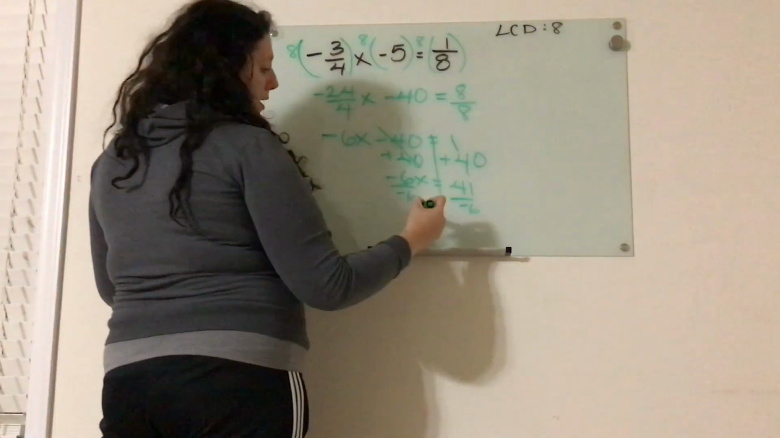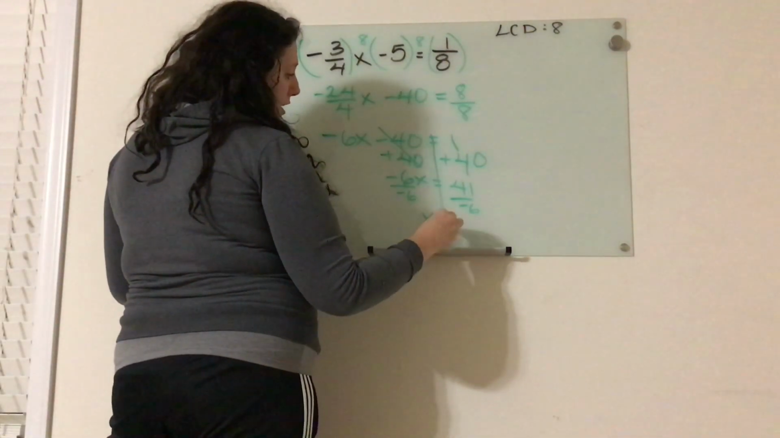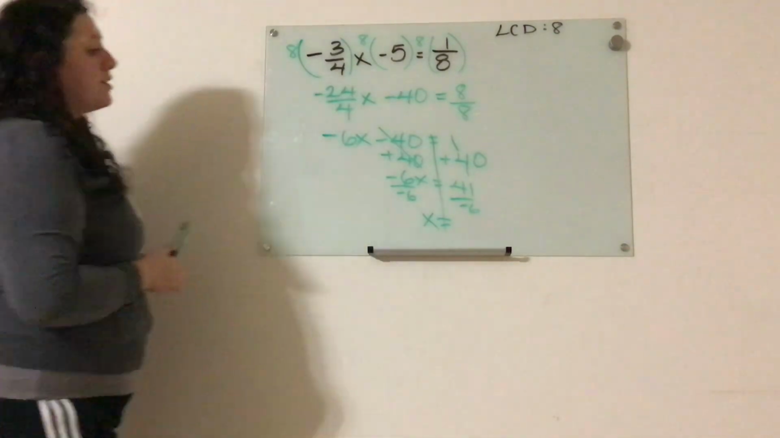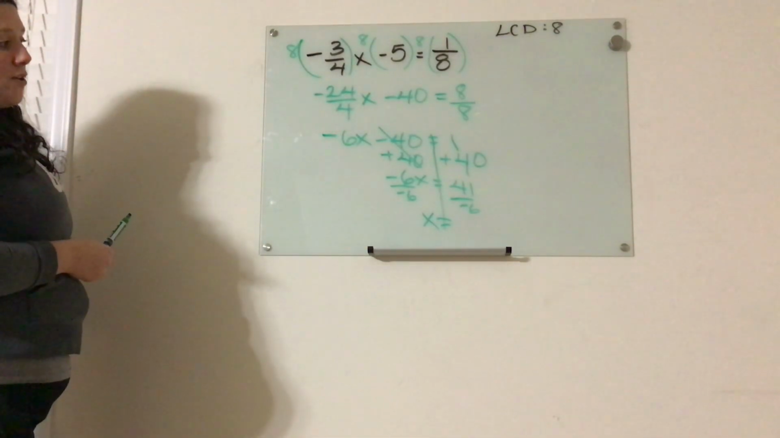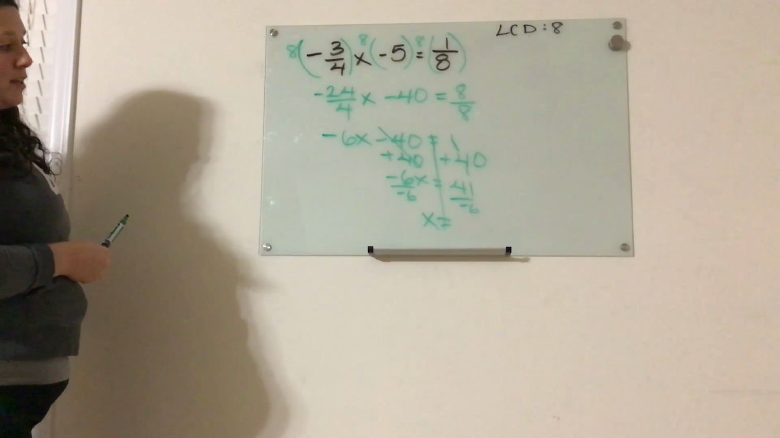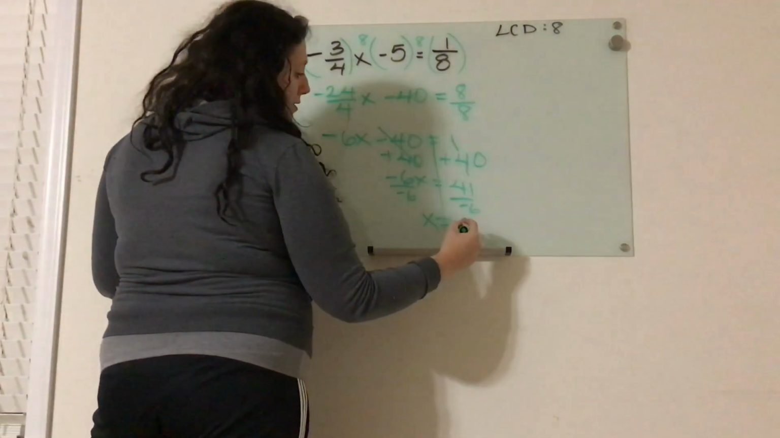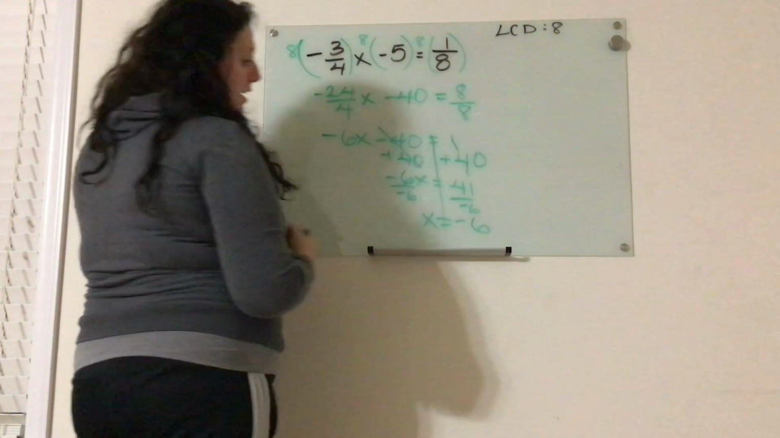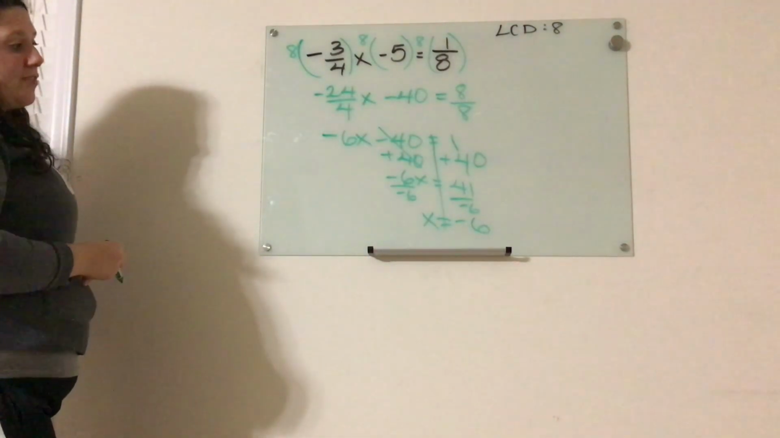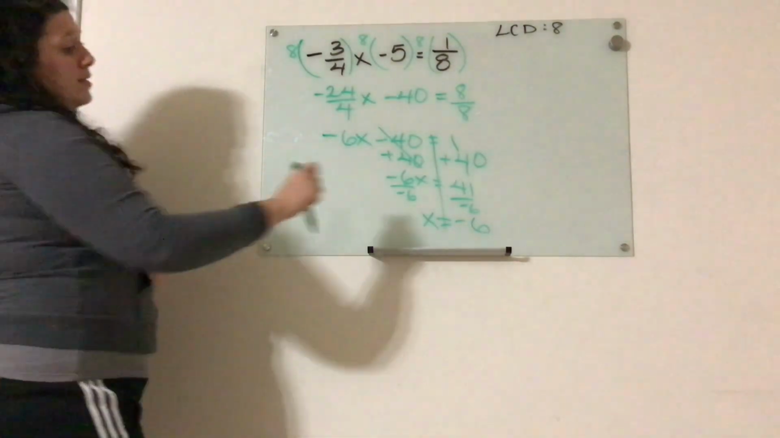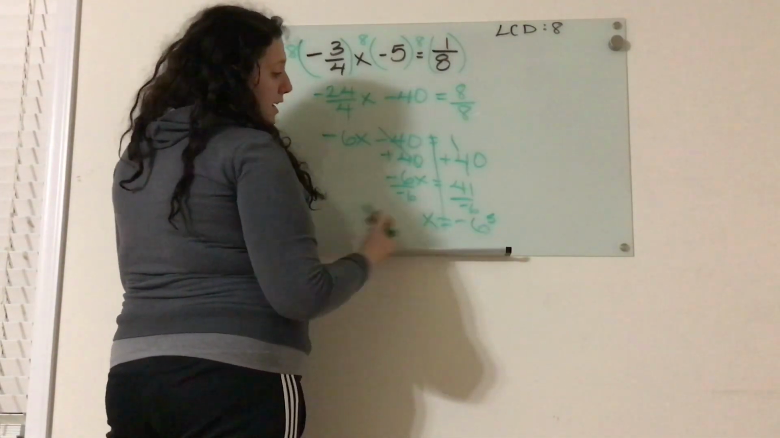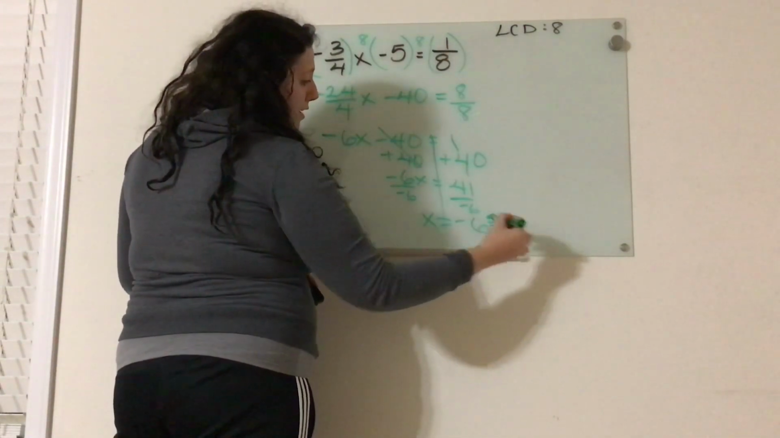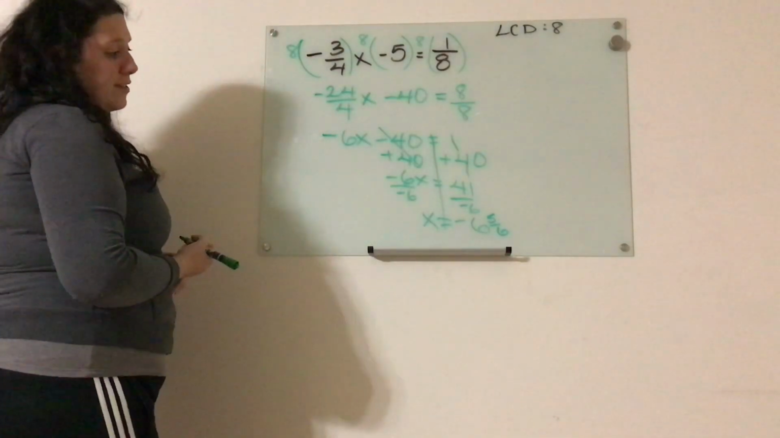All right, so I'm going to go ahead and change this 41 over negative 6 to a mixed number. So 6 can go into 41 6 times. So I have negative 6. And 6 times 6 is going to give us 36, which means we have 5 left over from 41. So negative 6 and 5/6 would be our final answer.